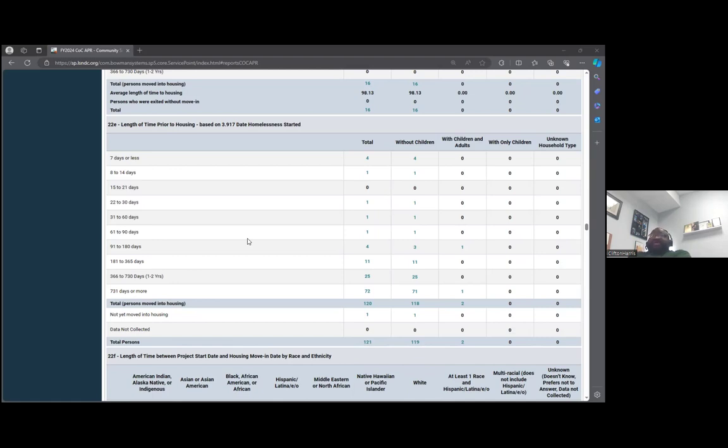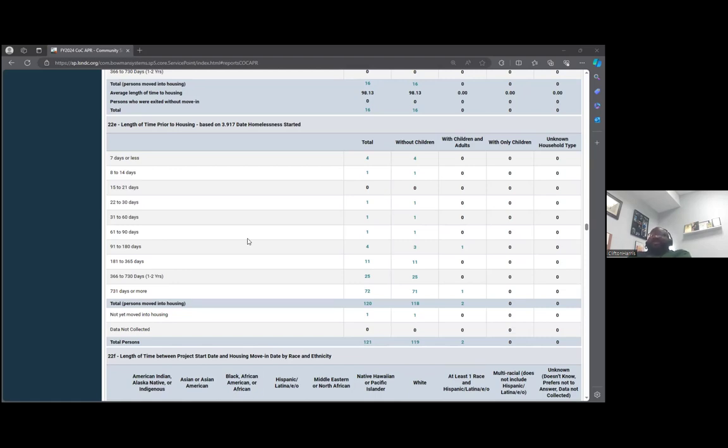So if you have somebody that you're entering into the program, let's say the person was in PSH before, but they fell back into homelessness last summer, and one of the outreach teams engaged them, and now you're going to rehouse them again. The approximate start date for that person should be a 2023 date based on last summer and not the original time that they've been homeless.